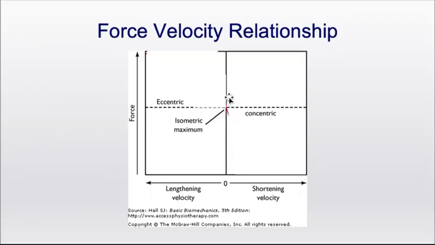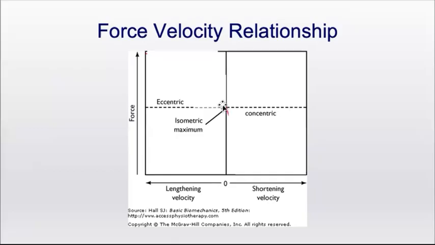To drive home the point I just said, isometric contractions are going to happen at this zero point. This is going to represent an isometric maximum. So let's say you're holding a 50-pound dumbbell at 90 degrees. That's your absolute maximum. That's what's represented at this little red dot. Concentric contractions occur on the right side of this graph because there is shortening velocity. The muscle is shortening, and you're bringing that weight closer to your shoulder.